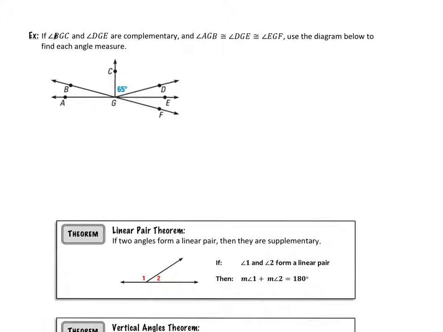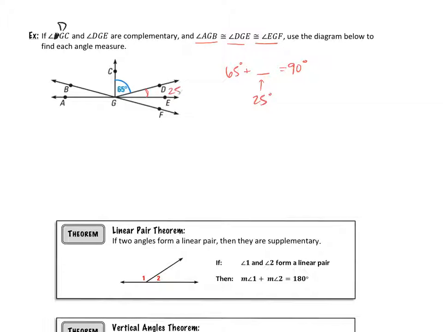Next, I want you to fix one thing here. This is going to be if angle DGC, that is our given angle here, and DGE are complementary, and then we know that these three angles are congruent to each other. We're going to use the diagram to find each angle measure. Now, we don't have to do a proof, but if DGC and DGE are complementary, we know that 65 plus whatever that is equals 90, because that is the definition of 90 degrees. So the number that goes in there is 25 degrees.